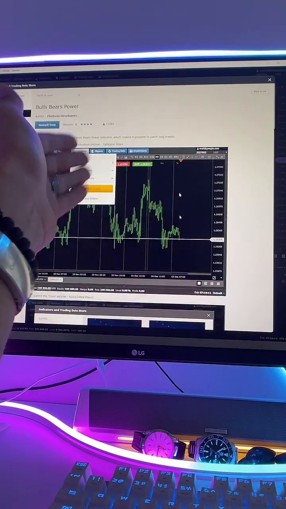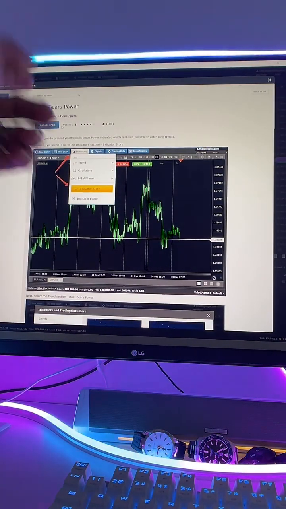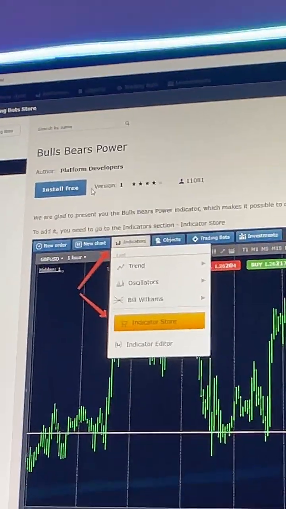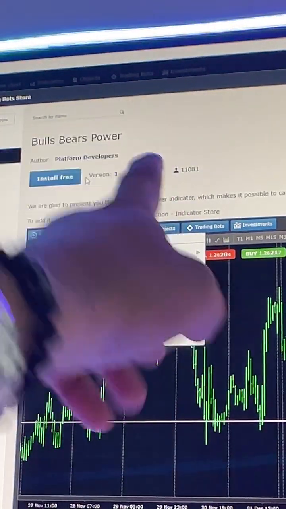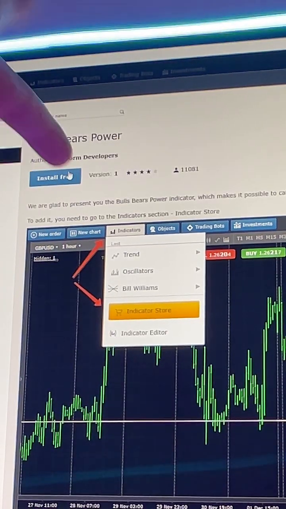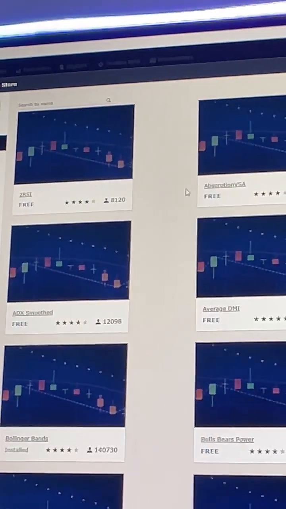This is how you use this indicator. This is the buy signal, Bulls Bear Power. Now guys, check this out. It even tells you on Abato how many people are using this indicator. There's 11,000 people using this indicator, Bulls Bear Power. And all you do is click install free and it gets added to your chart.